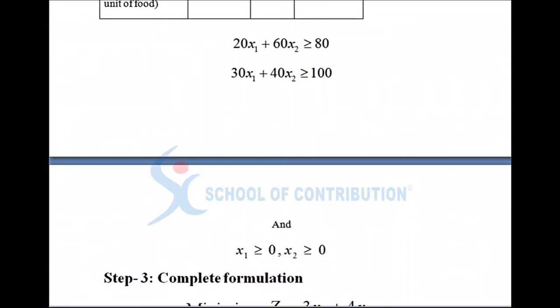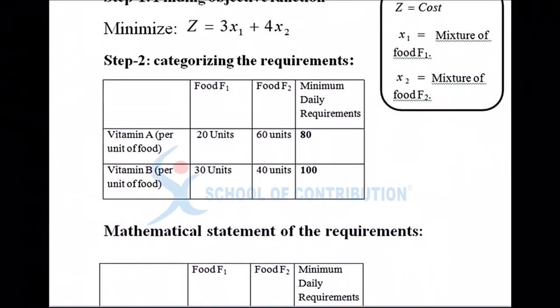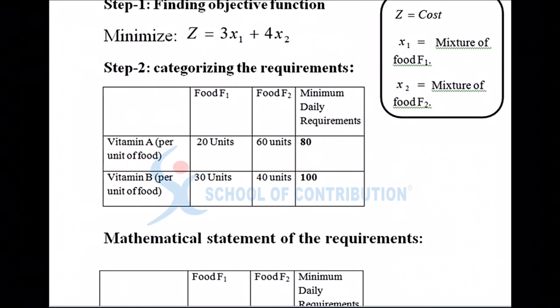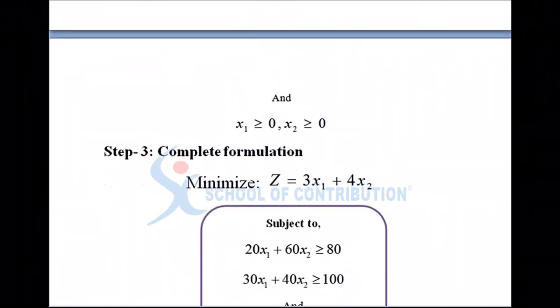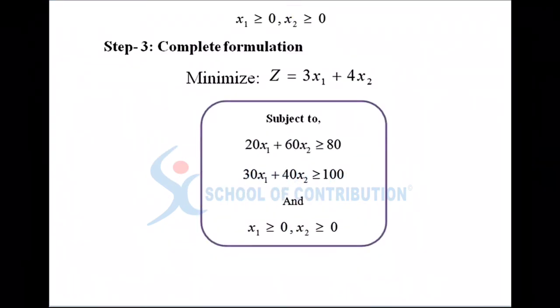Okay, now we also know that the values of x1 and x2 from the linear programming model should not be negative. It could be 0 and it could be positive but should not be negative. So this is our third statement, that x1 and x2 should be non-negative. So we see that x1 and x2 should be non-negative.